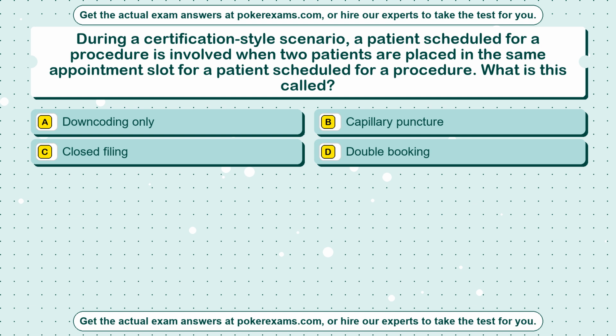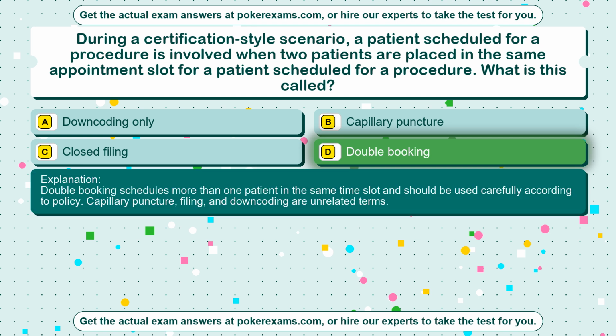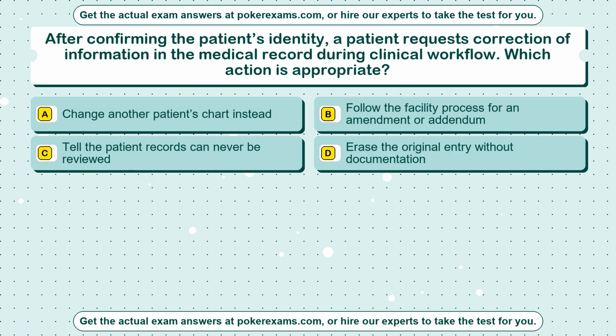Option B, capillary puncture. Option C, closed filing. Option D, double booking. The correct answer is option D, double booking. Double booking schedules more than one patient in the same time slot and should be used carefully according to policy. Capillary puncture, filing, and downcoding are unrelated terms. Question 68.